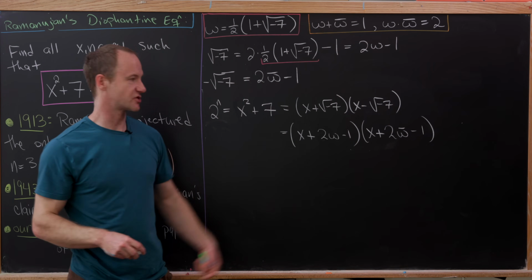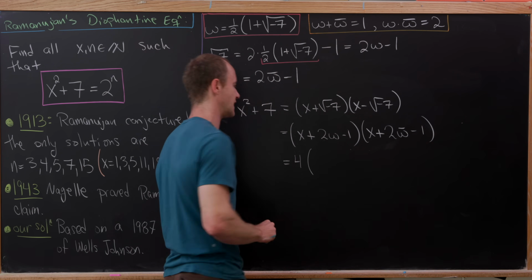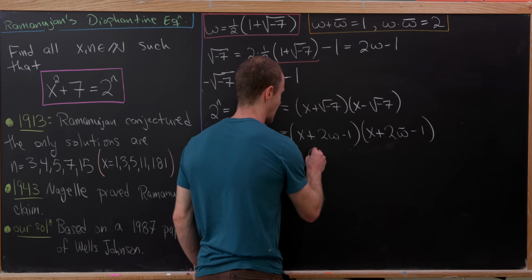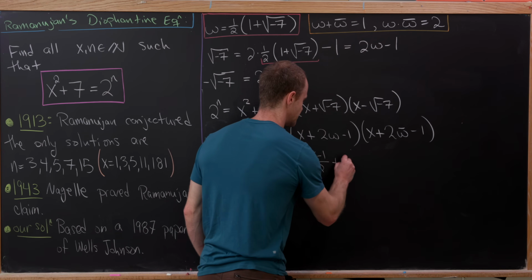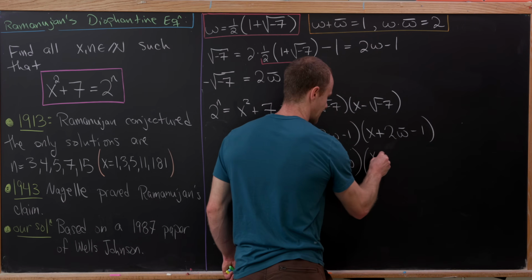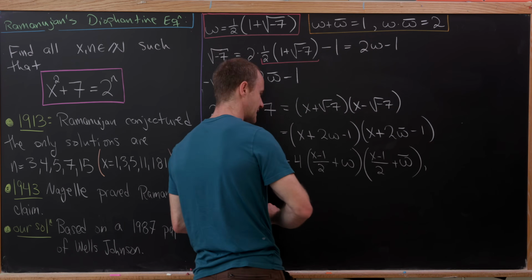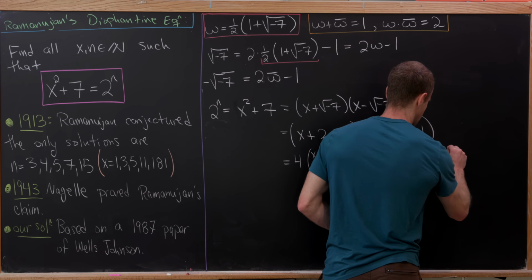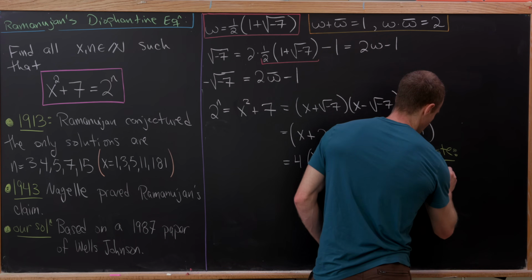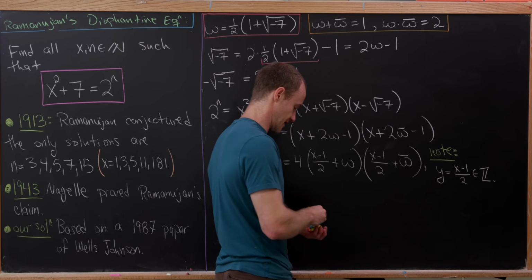And now from here, I'll factor a 2 out of each of these. That'll give me something like this. Well, 2 times 2 is 4 because we're taking a 2 out of each. We'll have x over 2 minus 1 over 2 because we factored a 2 out, leaving us with x minus 1 over 2 plus omega. And then likewise, the next term will be x minus 1 over 2 plus omega bar. And now I'd like to make the following observation. I'm going to write it down first and then we'll talk our way through it. I'm going to say y, which is equal to x minus 1 over 2, is in fact an integer right here.